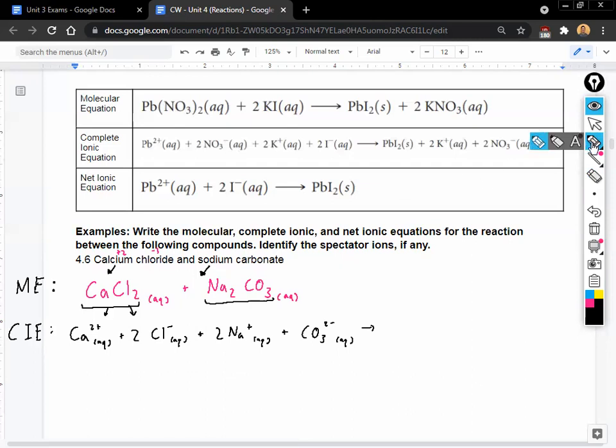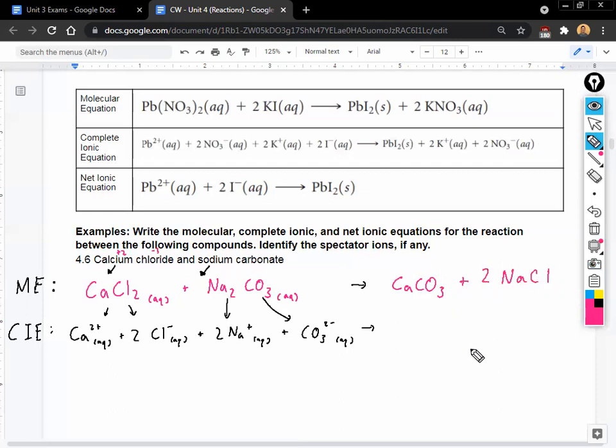Okay. And so if you guys notice, all we did was we broke down the ionic compounds that we start with into the ions that make them up. Because when you put them in water, they dissolve, and this is how they exist. They just kind of float around in these forms. Okay, now we can do the double date. So let's do the double date. Calcium and carbonate are gonna bond, and they're gonna form calcium carbonate plus sodium chloride, so NaCl, and we're gonna need to balance that by putting a 2.